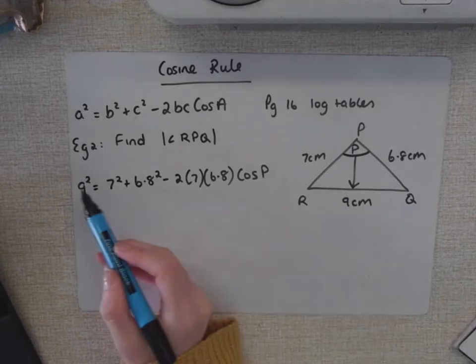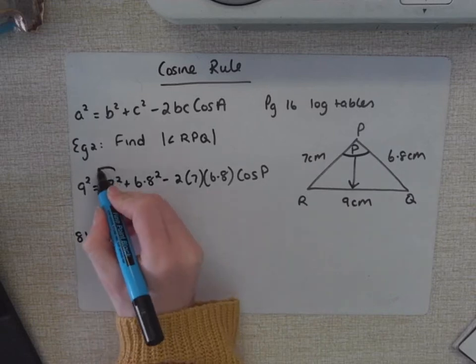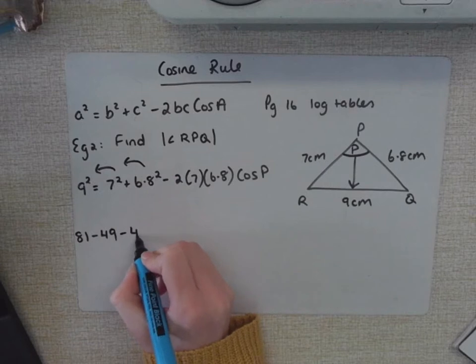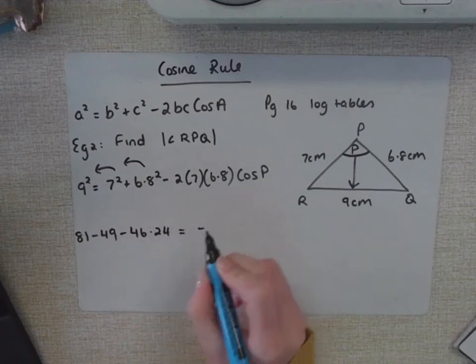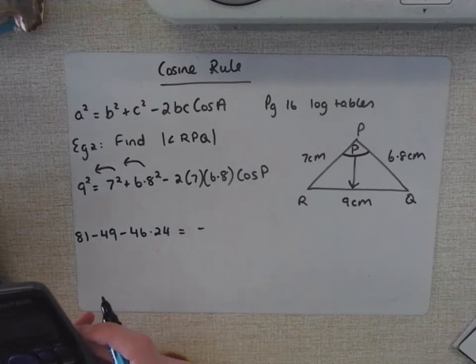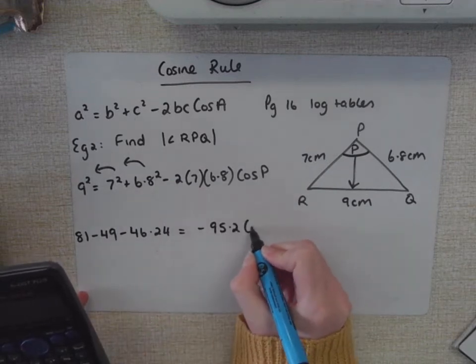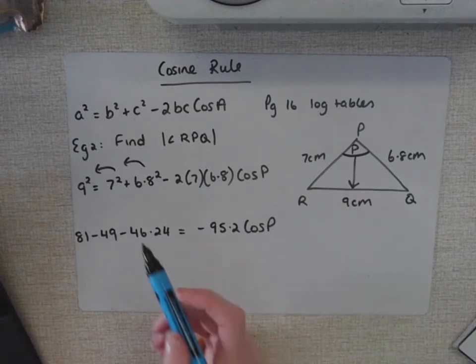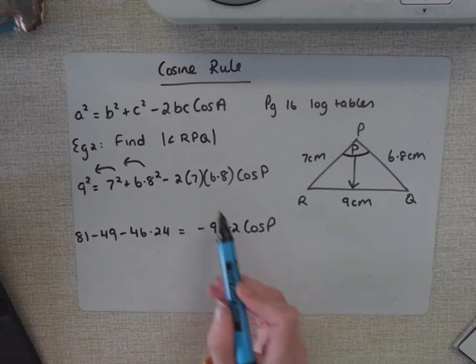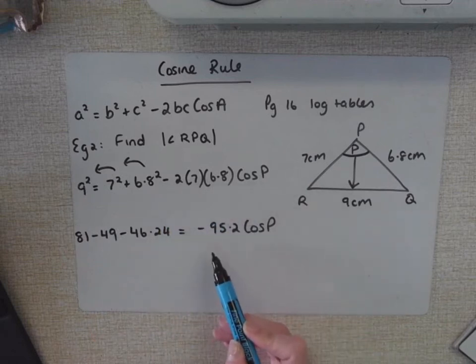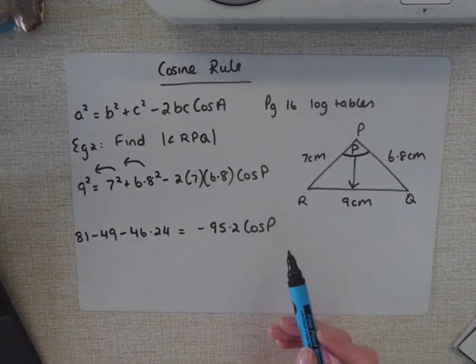Okay, so what we have is 81. That comes over, becomes a minus. That comes over, becomes a minus. 2 by 7 by 6.8. So all I'm doing is tidying up a little bit. I'm bringing those two over, and I'm leaving this part here, the minus 2 by 7 by 6.8. How would I get what cos of P is? Divide. Lovely.